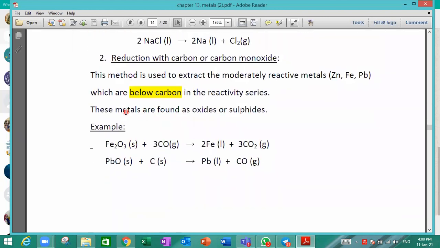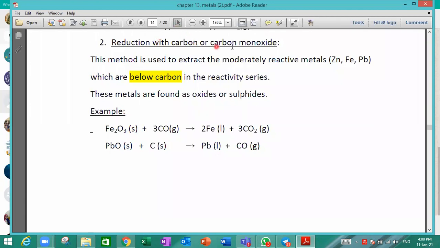Now we come to the reduction method with carbon or carbon monoxide. For example, we are going to study in detail the extraction of iron from its ore, which is mainly in the form of iron oxide, plus carbon monoxide. We are going to get iron, and carbon monoxide will be oxidized to carbon dioxide.